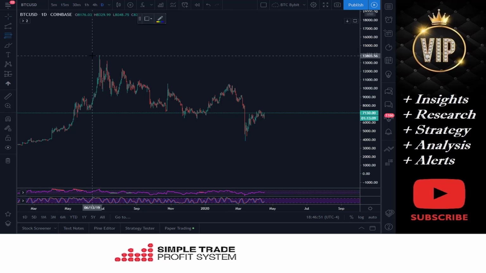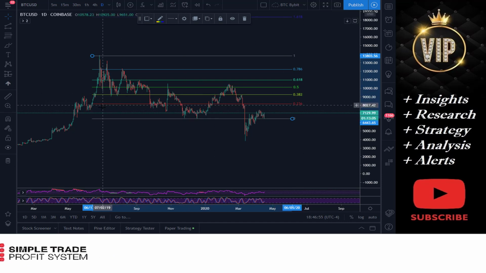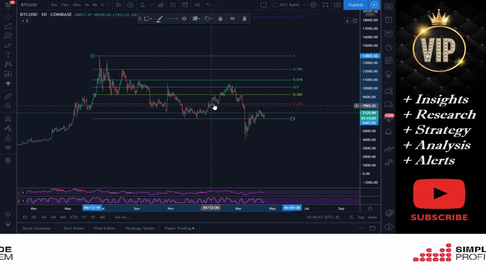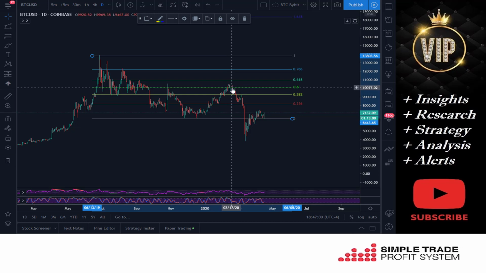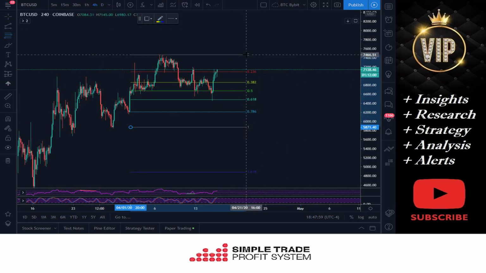I haven't done this one yet. So from this high all the way down to this low, look at what Bitcoin did. It came back up and it retraced almost to the 50%, almost to the 618. Oh, here it is, yeah.